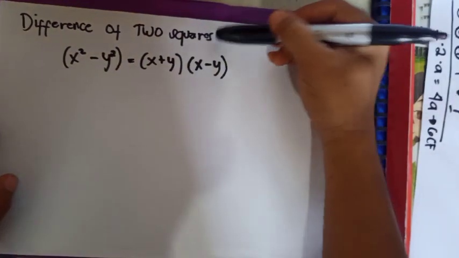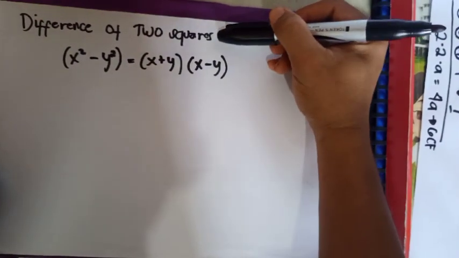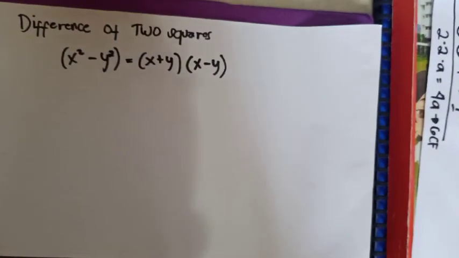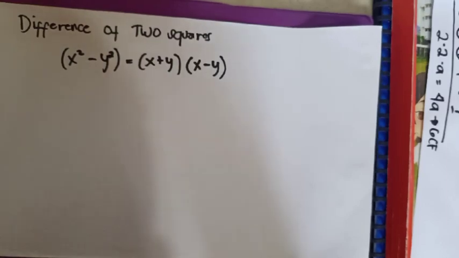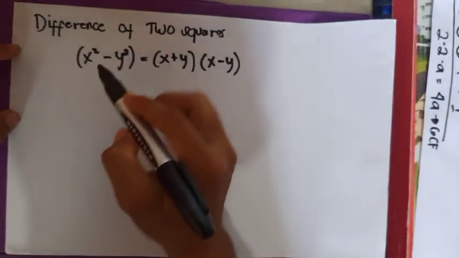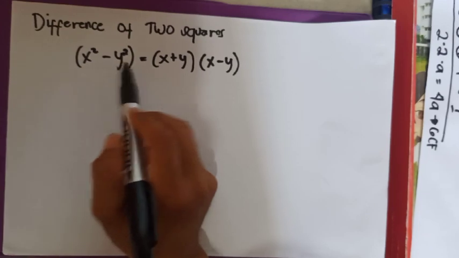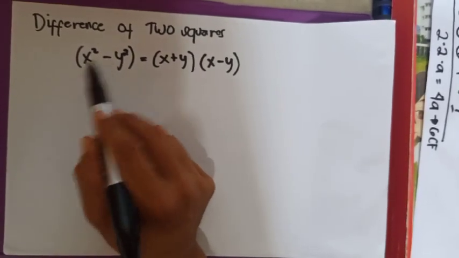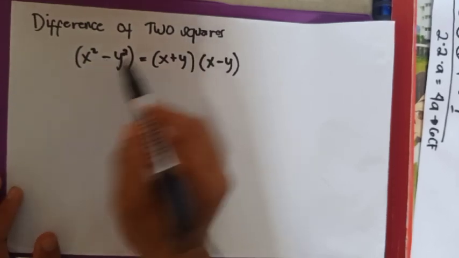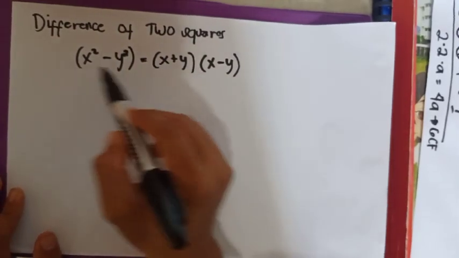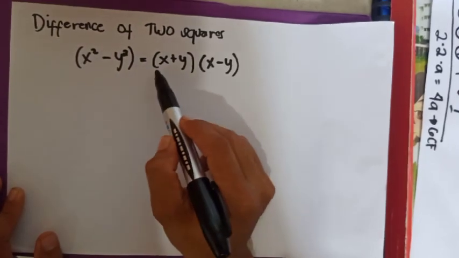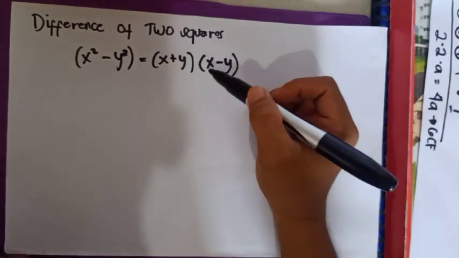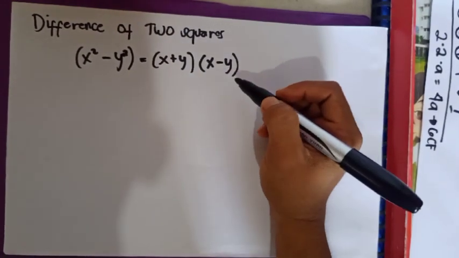Now we're going to talk about the difference of two squares. This is another technique that we can use in factoring polynomials. Once you have a binomial like x squared minus y squared, so these are two terms, we can factor this into the quantity x plus y times the quantity x minus y.